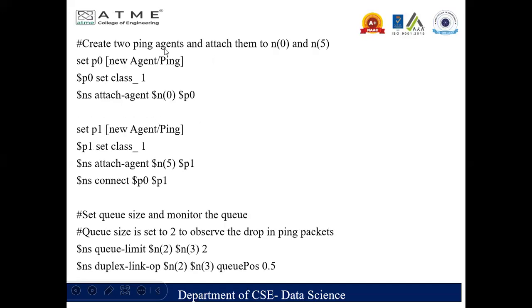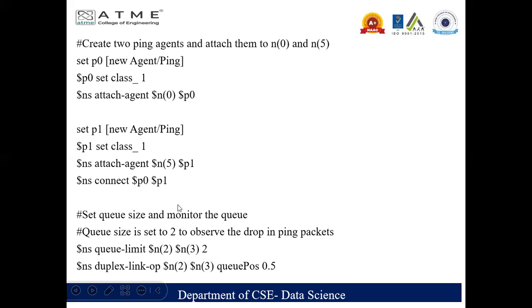So now we are going to create the ping agents. So P0 is the object of the class ping, which is a subclass of the class agent. Then we are going to set class 1 for P0. That means we are setting the color here. So if you want, you can set it, or it can be skipped. Then we are attaching this P0 to N0, that is the first node. Next, we are creating one more ping, P1, and we are setting the class, that is the color, and attaching that to N5. So P0 to N0 and P1 to N5, and then connect P0 and P1. So two ping objects are connected, that is P0 and P1.